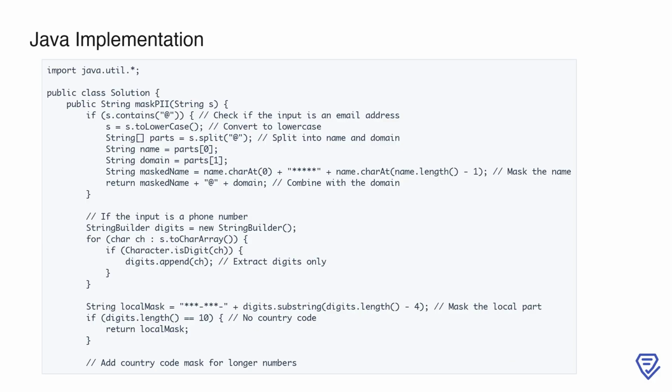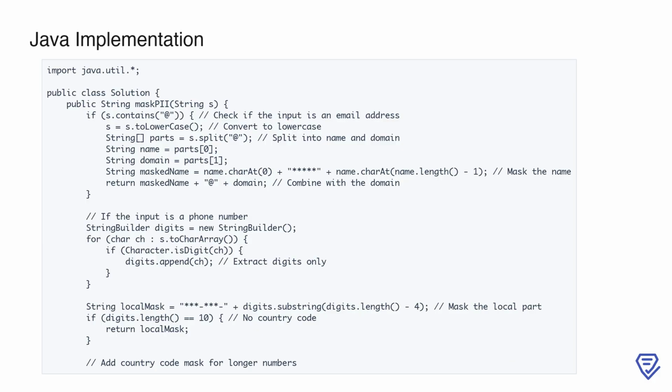We start by checking if the input contains the @ symbol, which indicates that it is an email address. If it is an email, we convert the entire string to lowercase to ensure case insensitivity. Then, we split the email into 2 parts, the name and the domain, using the @ character as the delimiter. The name is masked by keeping the first and last characters visible, with 5 asterisks in between. Finally, we concatenate the masked name with the domain and return the resulting string.